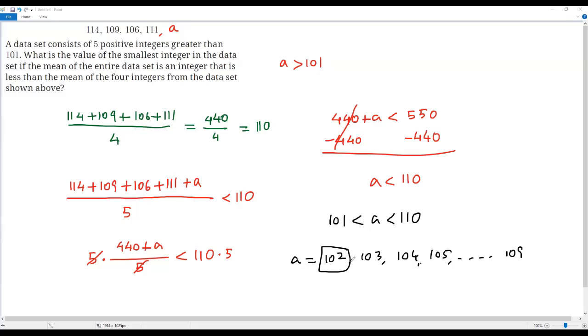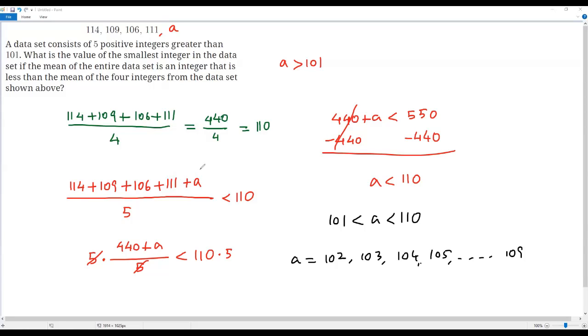So please understand, when I decide that 102 is the minimum value for A, the mean of the entire data set must be an integer. So we have to find the smallest integer value for A. At the same time, when you choose the smallest integer value for A, that must give you the mean of the entire data set as an integer. So if I choose 102 as a value for A and plug in 102 over here, the mean of the entire data set must be an integer. Please make sure of it.